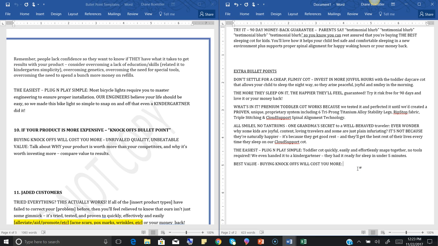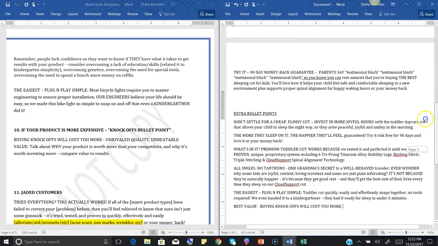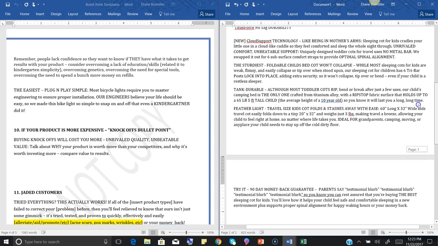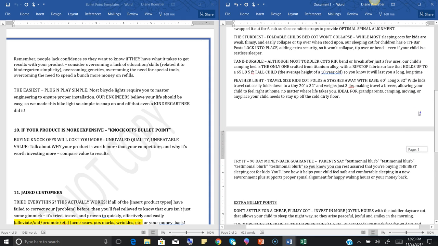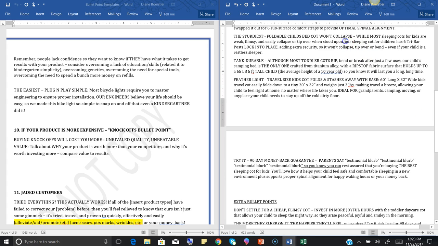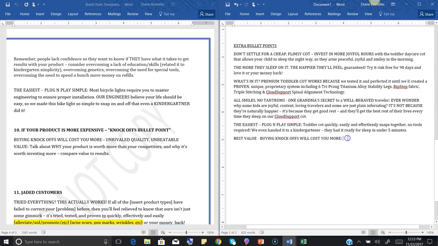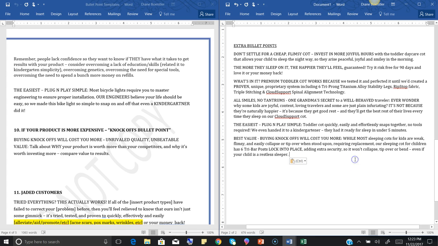And this would be another good headline. While most sleeping cots for kids are weak, flimsy, and easily collapse, tip over, and sit upon, requiring replacement. So you could use this as a hook to this one, right? I'm just going to copy this down so you don't have to watch me write it. So while most sleeping cots for kids are weak and flimsy, you could do best value, buying knockoffs will cost you, right? And you could just put this down.